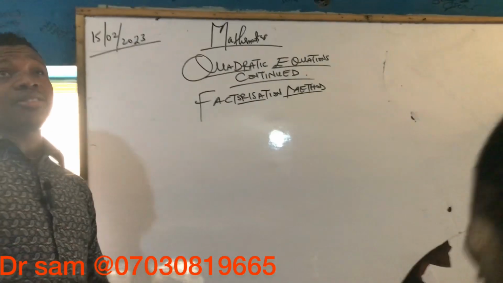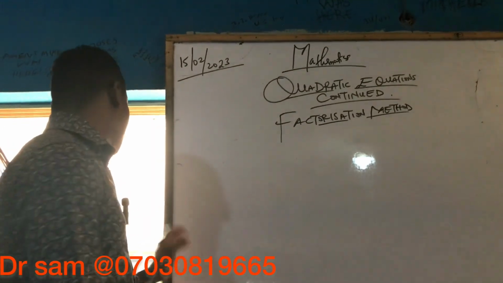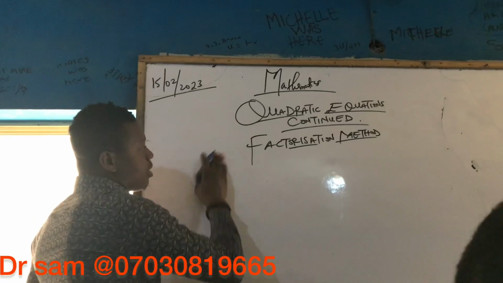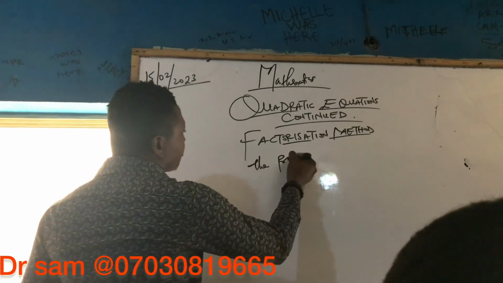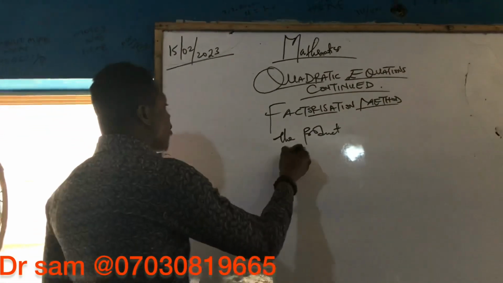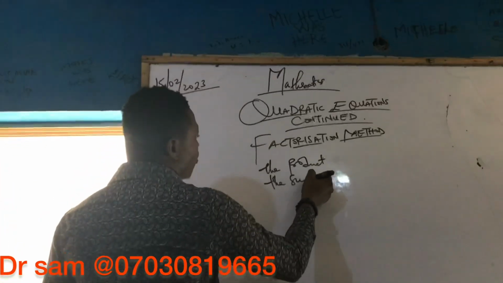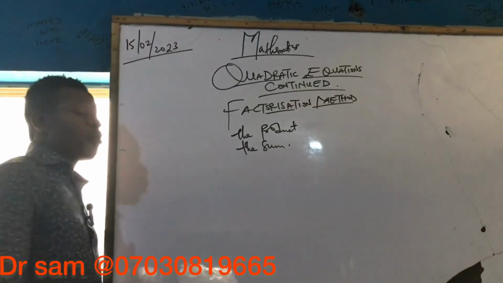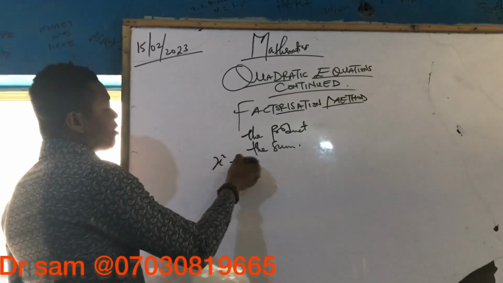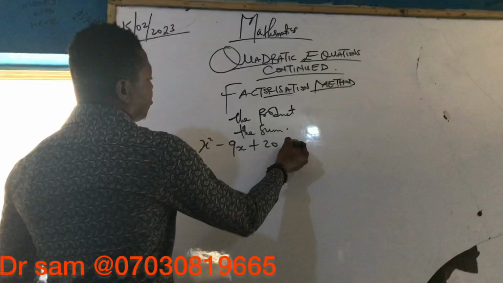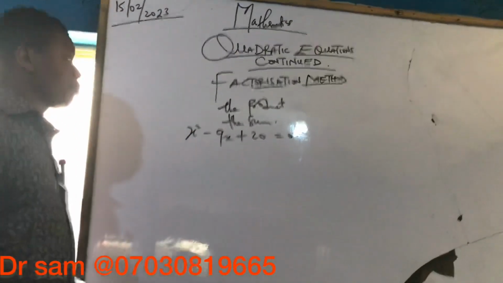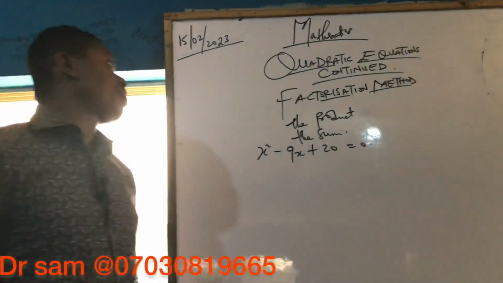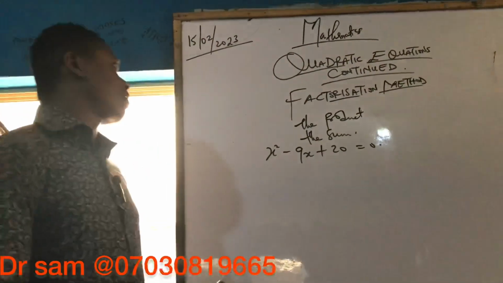There are two major things that we need to do. We need to know the product and we need to know the sum of the roots of the equation. So for example, let's say we have to factorize x squared minus 9x plus 20 equal to 0, and we are asked to factorize this. WAEC will definitely tell us which method to adopt.